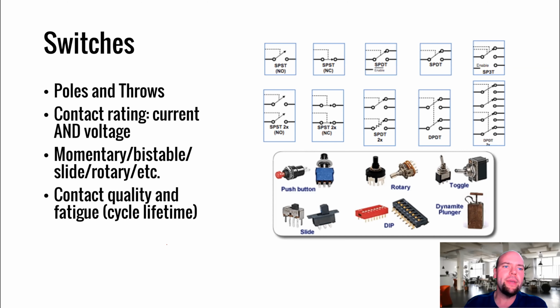A couple things I want to mention though, poles and throws. Poles refers to the number of lines that are being switched essentially. So a single pole would have one single pole being switched. Double pole has two.